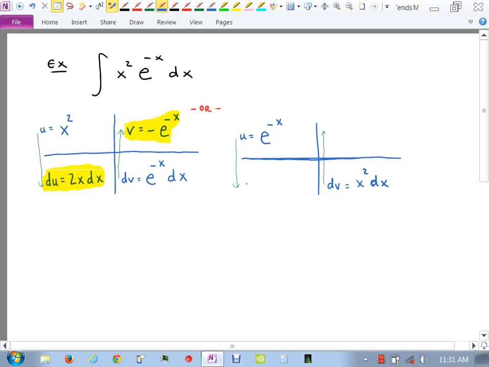Okay, what would du have been over here? Negative e to the negative x dx. Because the derivative of e to anything is itself times the derivative of what's up there, which is negative 1. So that's where you get the negative e to the negative x. And then you need v. So the antiderivative of x squared is 1/3 x cubed.